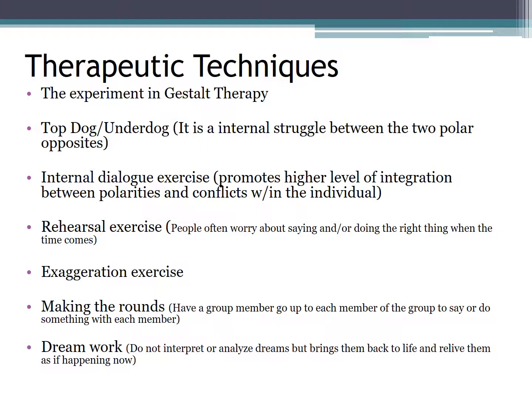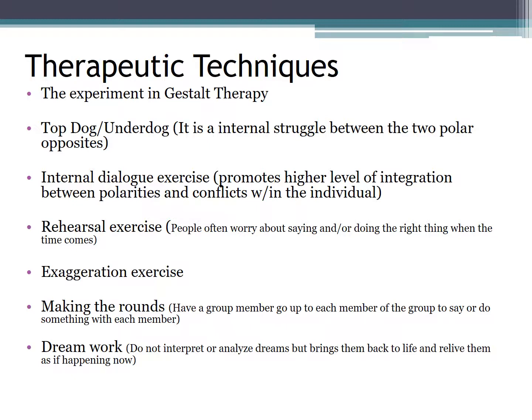However, internal sabotage assures that the demands will never be met. I'll never be able to be on time. I'll never be able to do everything right. Poor me. I'll always be neurotic. In the top dog underdog encounter, the underdog usually wins, triggering depression or anxiety in the person.